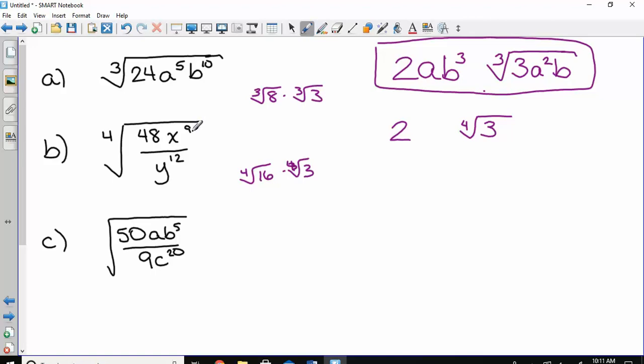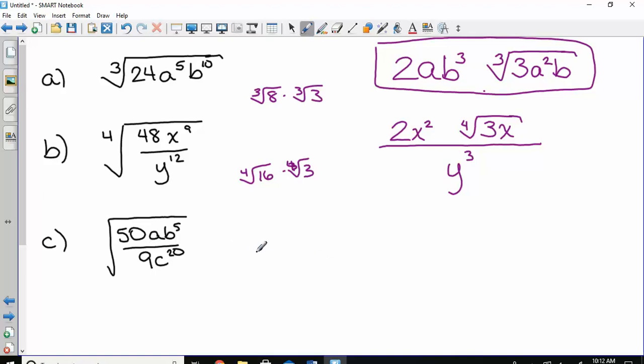We have 9 x's. How many groups of 4 can you form? 2. So an x squared comes out. Then how many were left over? So 1 stays underneath. On the bottom, if you have 12 y's, how many groups of 4 can we form? 3. So a y cubed comes out.